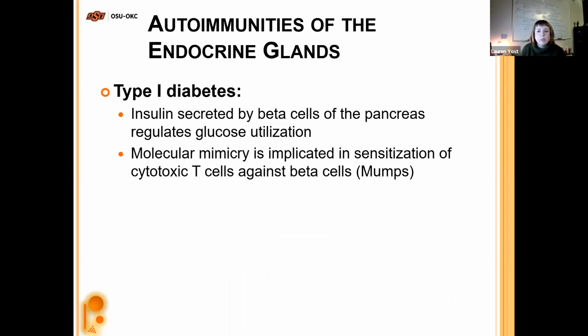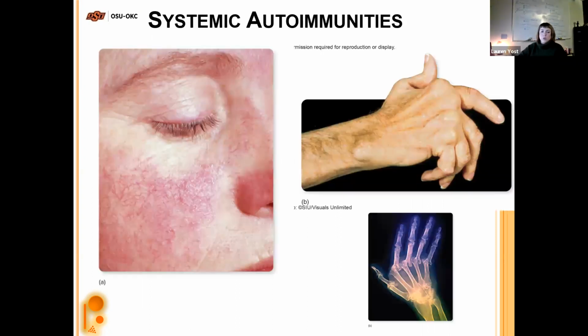We'll get into a little bit of specifics here. We have type 1 diabetes, where insulin secreted by beta cells of the pancreas, regulating glucose utilization, is being attacked by cytotoxic T cells. We think that might be due to a reaction to mumps, either mumps itself, or maybe you might not have known you had it, or vaccination with it potentially. That's an unsure thing.